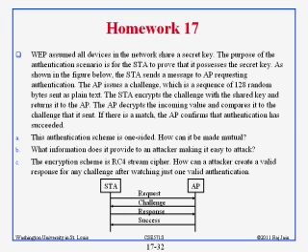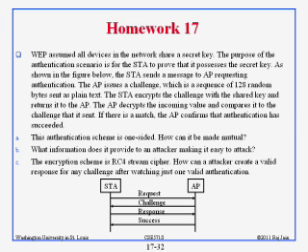WEP assumed all devices in the network share a secret key. The purpose of the authentication scenario is for the STA to prove that it possesses the secret key. So as long as you have the secret key, you are authenticated. As shown in the figure below, the STA sends a message to the AP requesting authentication. The AP issues a challenge. The STA issues a response, and then the AP says fine, you are successful.